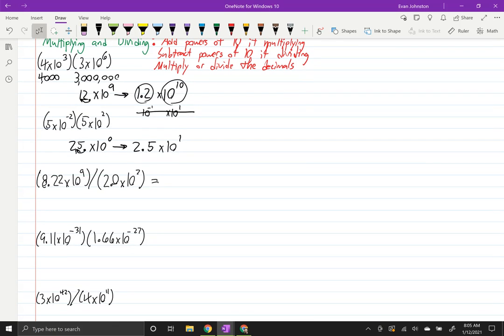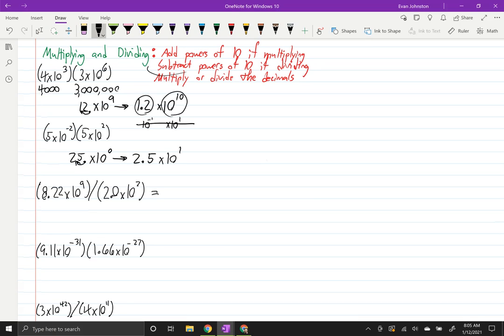Now, we have some division here, finally. Looking at this, we're dividing, and our division rule is subtract powers of 10 if dividing. Subtraction is pretty easy. We have times 10, 9 minus 7. 9 minus 7 just gives us 2.